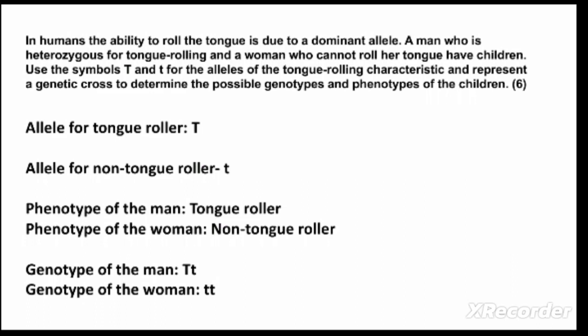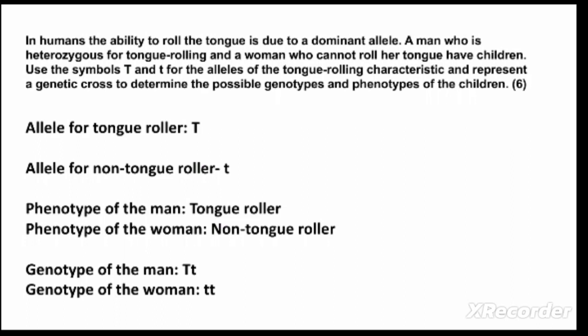A man who is heterozygous for tongue rolling and a woman who cannot roll her tongue have children. Use the symbols capital letter T and small letter t. Big letter T represents the dominant allele. Small letter t always represents the recessive allele. So which one is dominant? The ability to roll a tongue. So what is the allele for tongue roller? Being able to roll a tongue, that is capital letter T. The allele for not being able to roll the tongue, non-tongue roller, is small letter t.